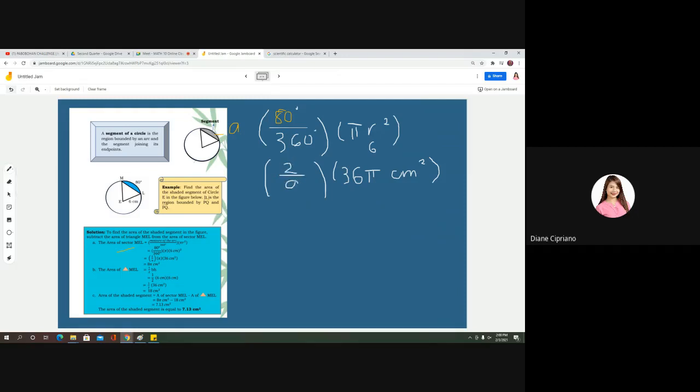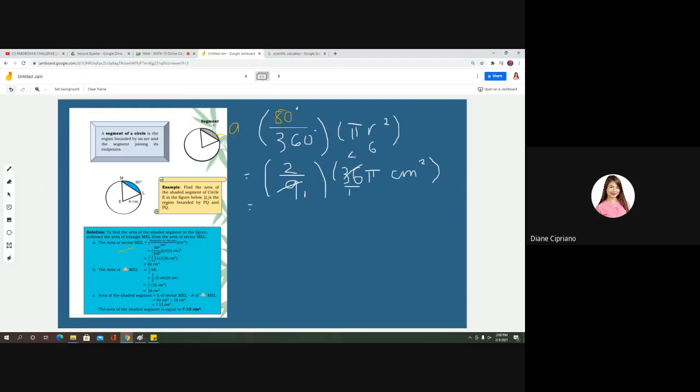And then, using multiplication of fraction and the whole number, all you need to do is just to cancel it out kasi meron siyang automatically na over 1. So, it will become 1 and it will become 4. So, 2 times 4 is equal to 8 pi cm squared.